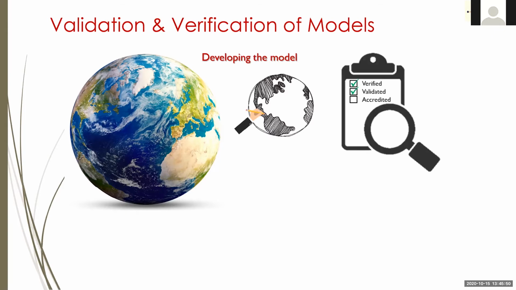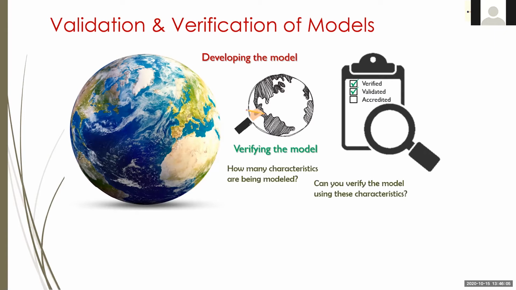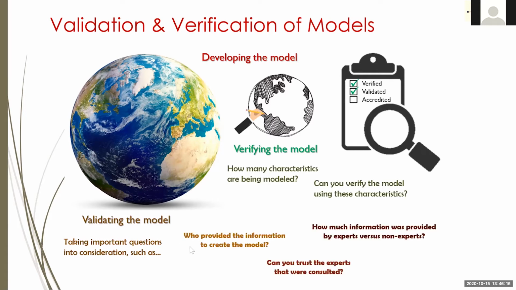So we will have to do the verification and validation of our model before we use the model. On the verification part, we ask how many characteristics are being modeled, and can you verify the model using those characteristics? And on the validation part, we may ask: who provided the information? Are they real experts? How much information was provided by the experts? Or maybe they were not really experts, so can we trust the non-experts? Okay.